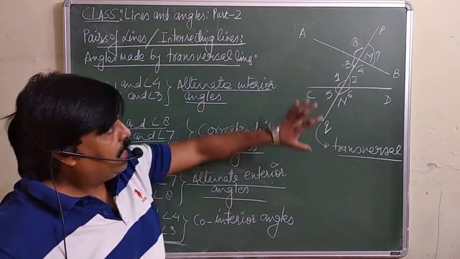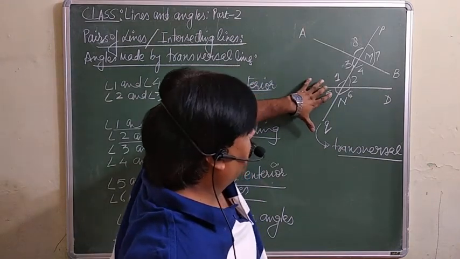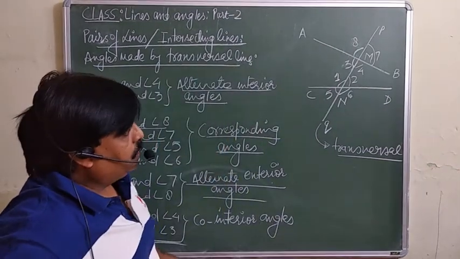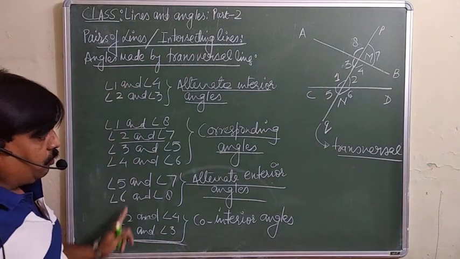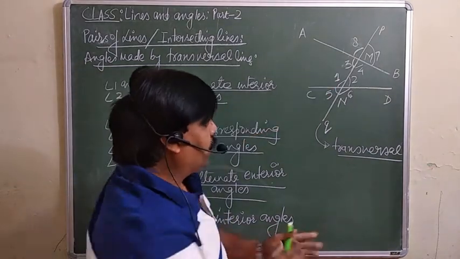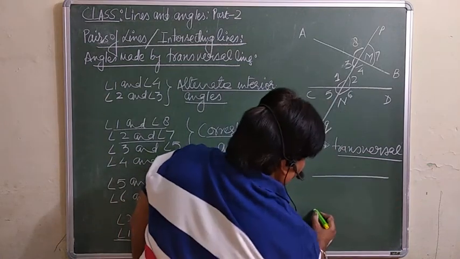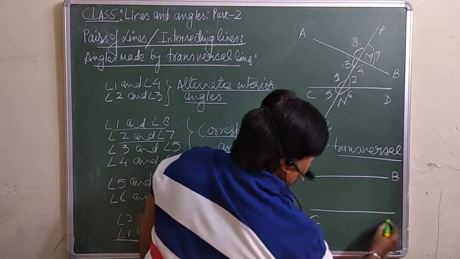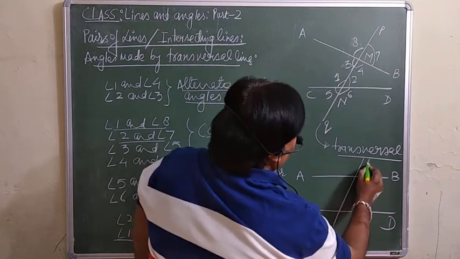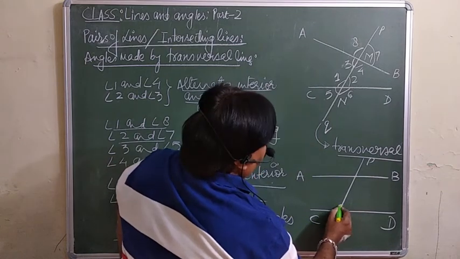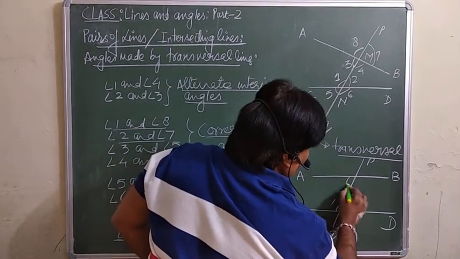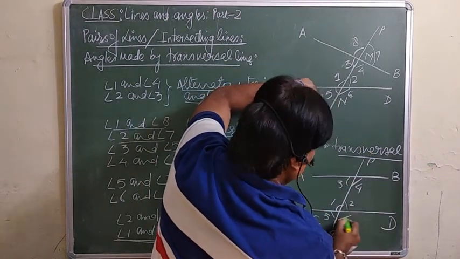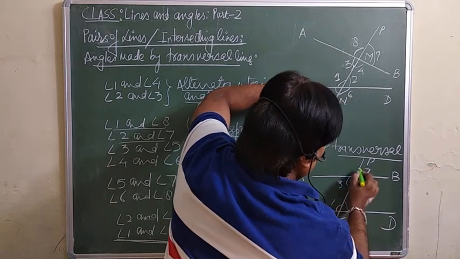Now the condition: in case these two lines are parallel and intersected by a third one, what will be the relation among these angles? अगर ये दोनों line parallel हैं, तो relation क्या होगा? So look here now. I am taking this as AB and this as CD, and this line is PQ. This is angle 1, this is 2, 3, 4, and this is 5, 6, 7 and 8.